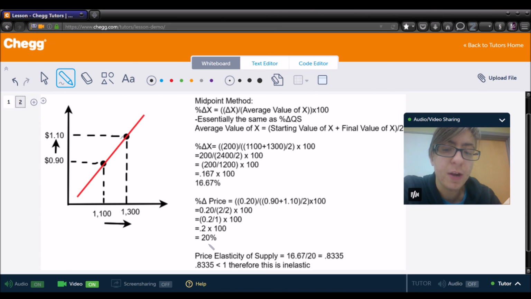That gives us 20%. So price elasticity, if you remember, is the percent change in quantity demanded over the percent change in price. So that'll give us 16.67 divided by 20, which is 0.8333. It's less than 1. What does that mean the price elasticity of supply is for this particular good? It means that it is inelastic.